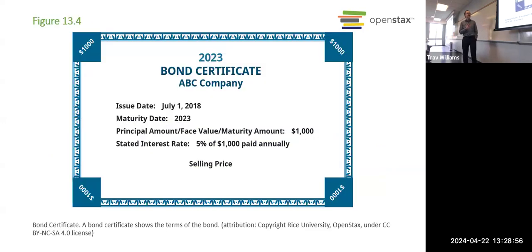All right, here's an example of what a bond certificate might look like. So it gives the year, who issued the bond, the amount, the date it was issued, and when it matures. And again, that's when you get your money back. It also shows the interest rate and how often it's paid, and how much you paid for the bond. So there are some cases where you could buy a $1,000 bond for less than $1,000.